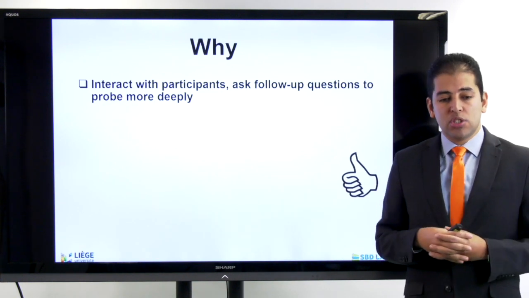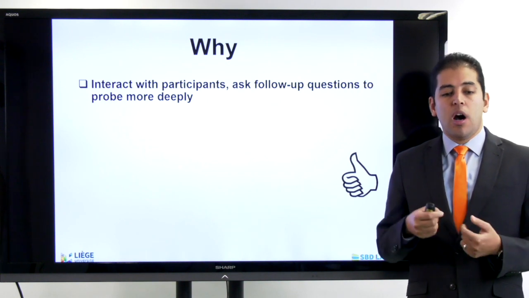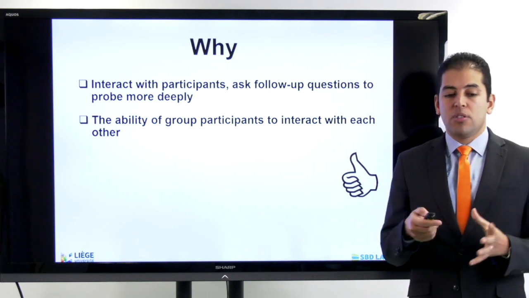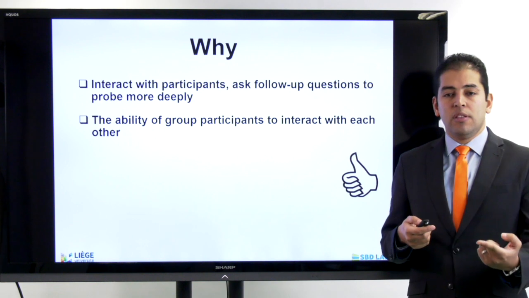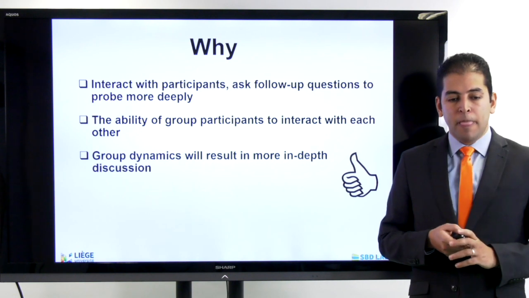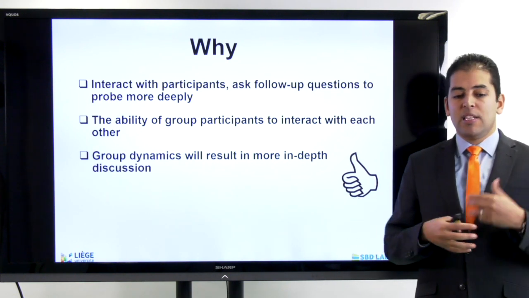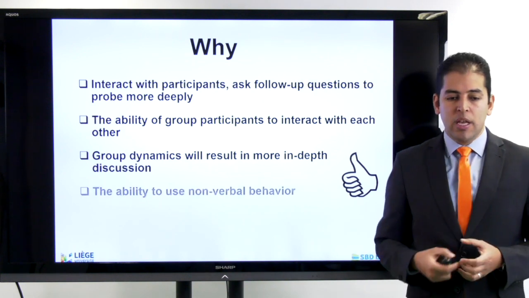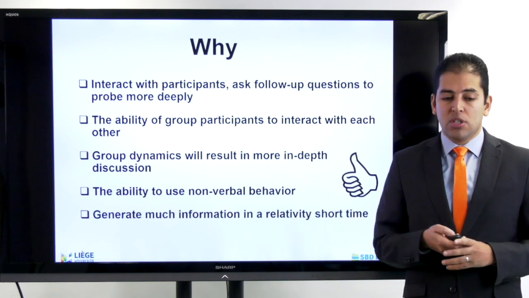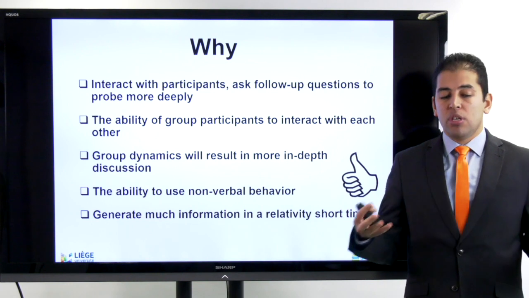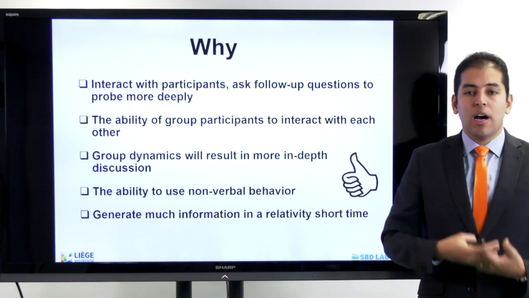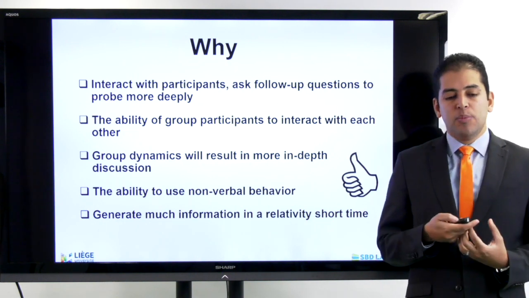Why do we do focus group discussions? We interact with the participants and ask follow-up questions to probe more deeply. It gives us the ability to group participants to interact with each other. It's not only between us and the people, it's also the people among themselves regarding a specific topic. We benefit from the group dynamics that result in more in-depth discussion, and it allows us to use non-verbal behavior during the conversation and the discussion, and it generates much information in a short time. Later on, when I transcribe this content, I can do content analysis and get a deeper understanding.